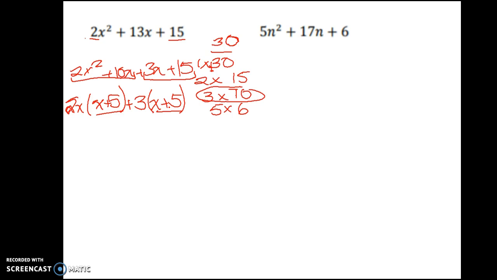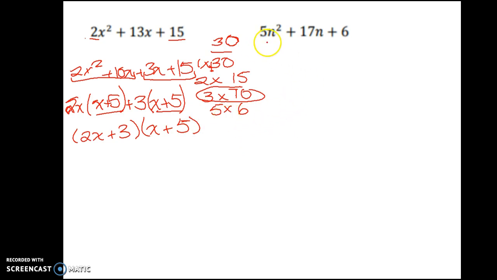Okay, so that means that my last step is going to be my brackets, 2x plus 3 and x plus 5. And there's my factorized quadratic. Okay, let's take a look at the next one.